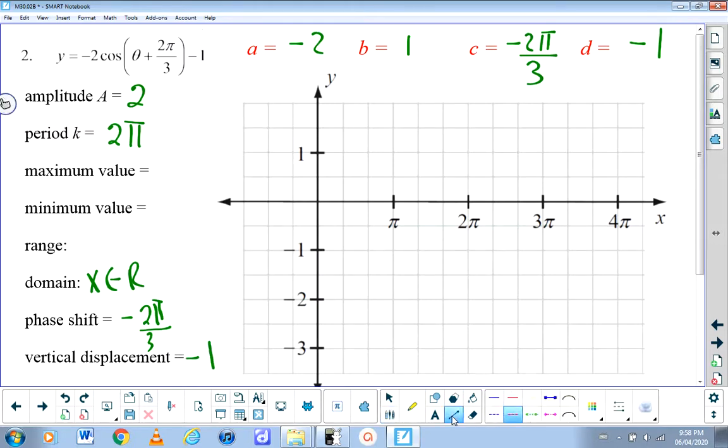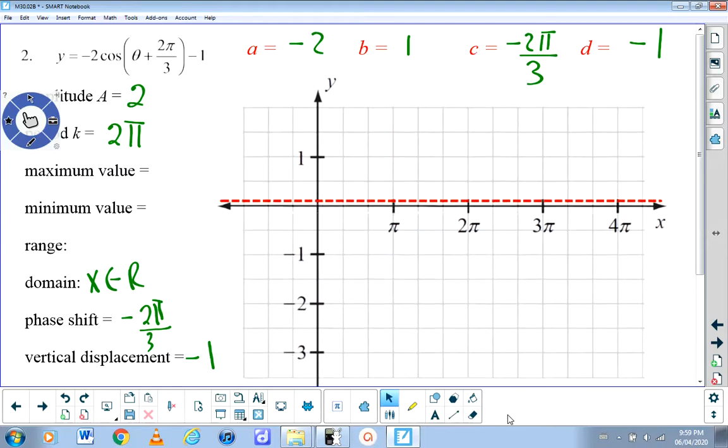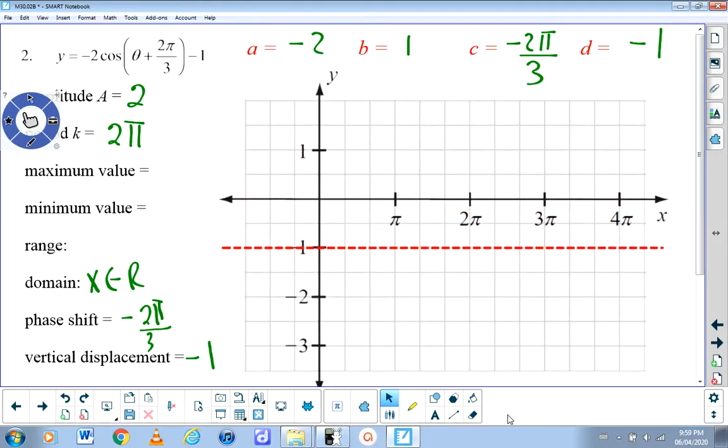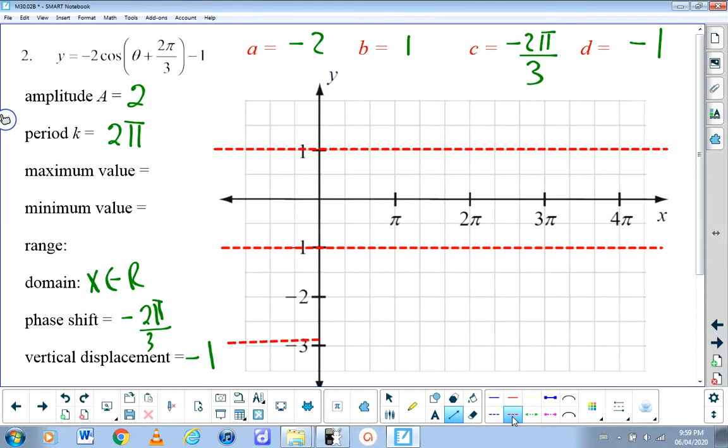So the procedure in graphing this is to recognize, and you don't want to draw this dotted line, but to recognize that the middle of trigonometric functions before they're shifted up or down is on the x-axis. If we have a vertical displacement of -1, that means this line is shifted down 1. So the midline of the graph will be at -1. Now the amplitude is 2, and that tells us the graph is going to go 2 above the middle and 2 below the middle. And 2 above -1 is +1, and 2 below -1 is -3.